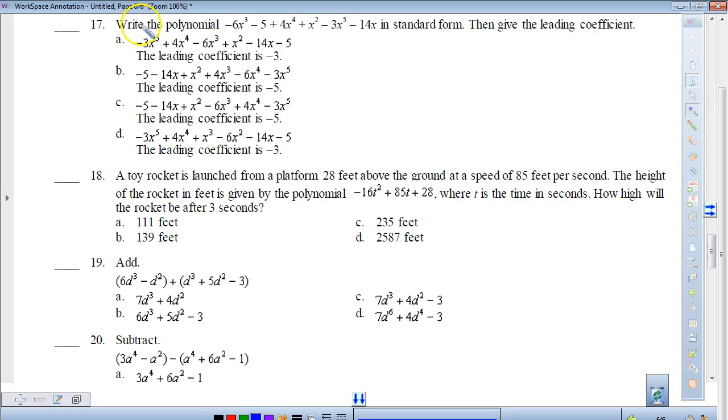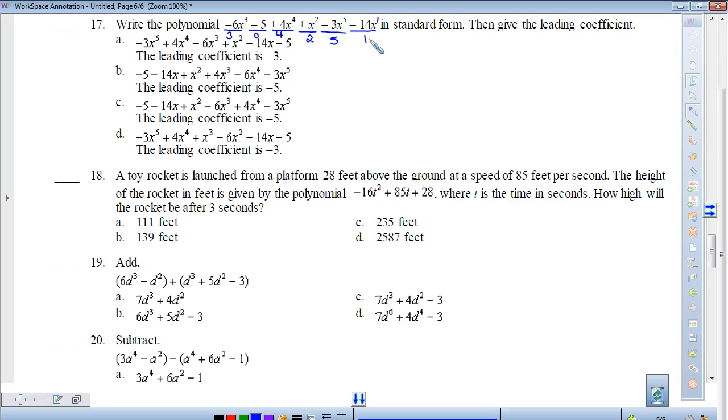Number 17 talks about writing this polynomial in standard form and then giving the leading coefficient. So standard form has us put the terms of the polynomial in order from largest degree to smallest degree. So this one is degree 3. This is degree 0. Notice there are no variables here, so the exponent attached to any variables would be 0. This is degree 4. This is degree 2, 5, and our little invisible 1 here.